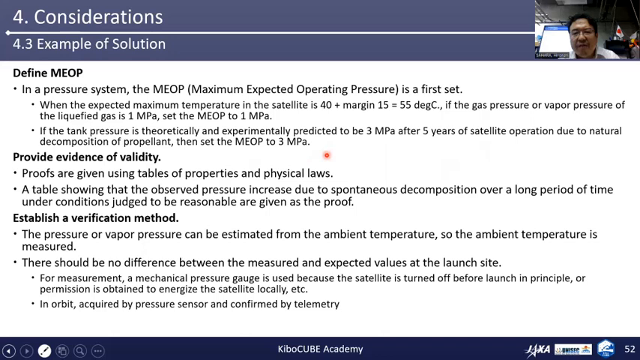The pressure is often defined as the MEOP of the tank when a margin of typically 15 degrees is taken into account for the maximum temperature of the propulsion system expected at the loading position in the satellite. Or if the pressure increases during on-orbit operation, the MEOP is defined at the maximum pressure at the end of the satellite's life or during the debris avoidance period. The evidence should be demonstrated by physical properties and basic experiments. A means of verifying the pressure must also be defined.